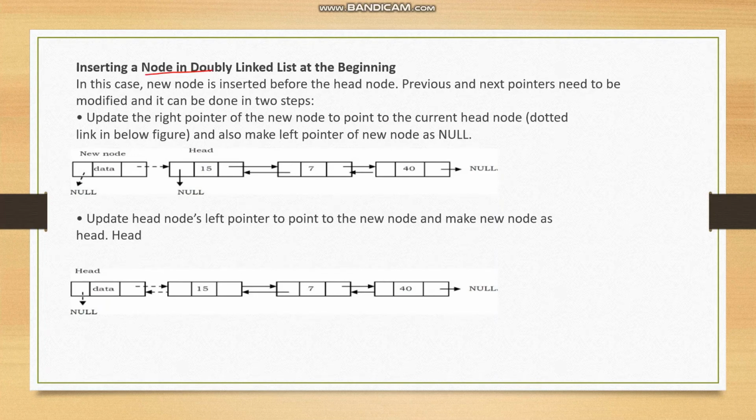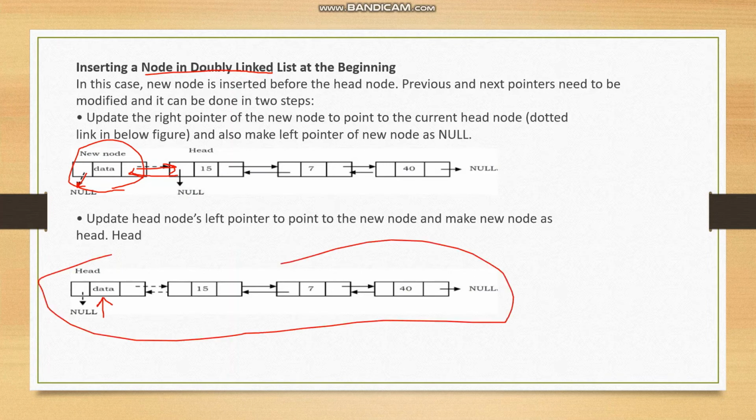Inserting a new node in a doubly linked list at the beginning. Here we will have to create a new node, and the previous of the new node will contain null, as it is going to be the first node. The next of this new node will point to the head, and the previous of the head will point to this new node. We will update the head with the address of this new node, and the new node has been added to the linked list, as we can see here.